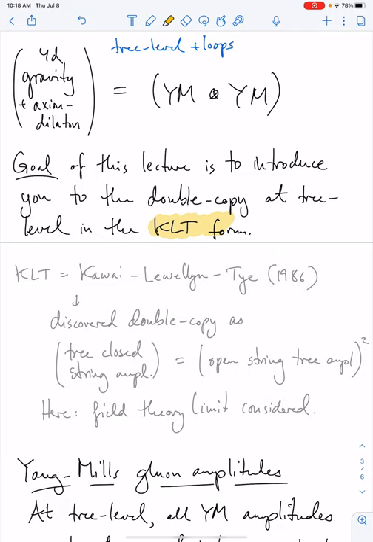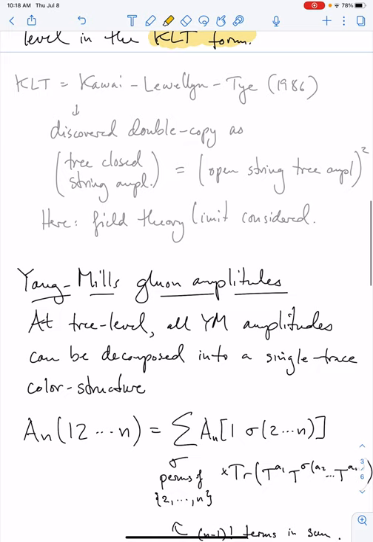KLT stands for the authors Kawai, Lewellen, and Tye, who first discovered a double copy in the mid-80s in the context of string amplitudes. In particular, they noticed that the closed string amplitudes could be written in a certain way as sums of products of open string tree amplitudes. And what we'll talk about today is, in a sense, the field theory limit of this correspondence, namely the limit where alpha prime is going to zero, and we look at the leading order parts. But we'll get back to the string case later and the connection to the alpha prime limit.